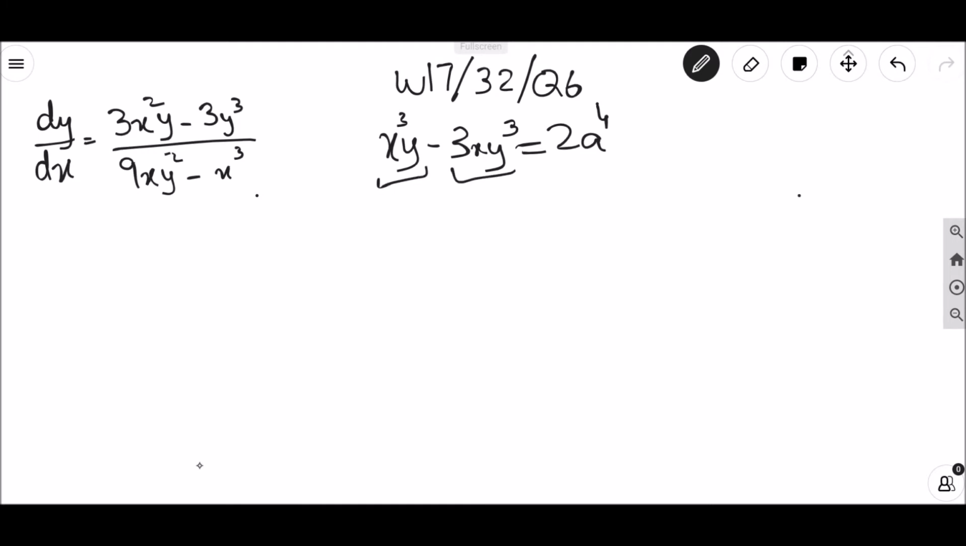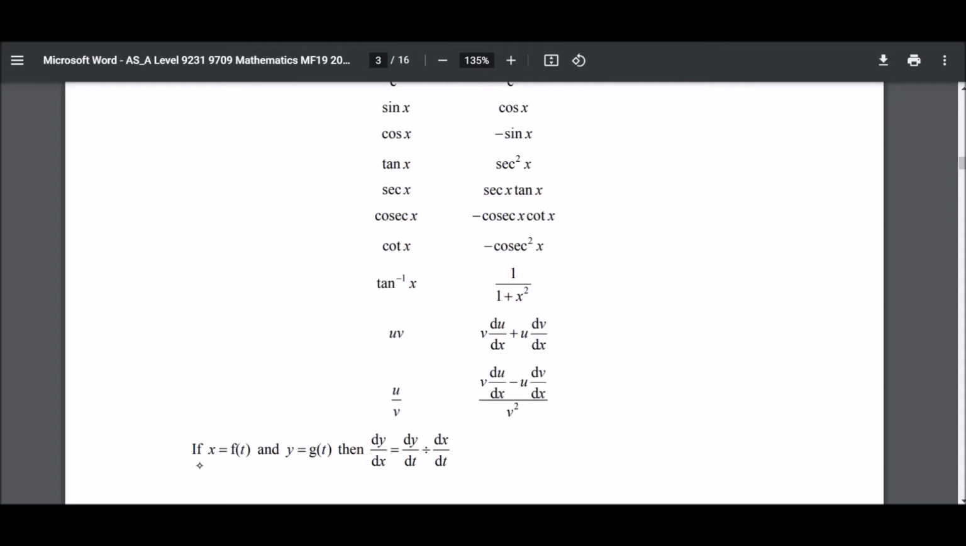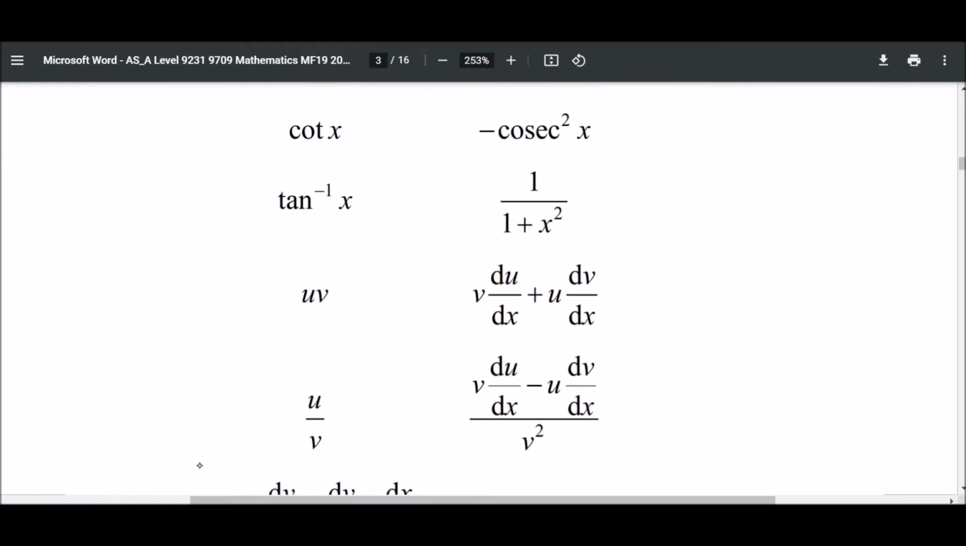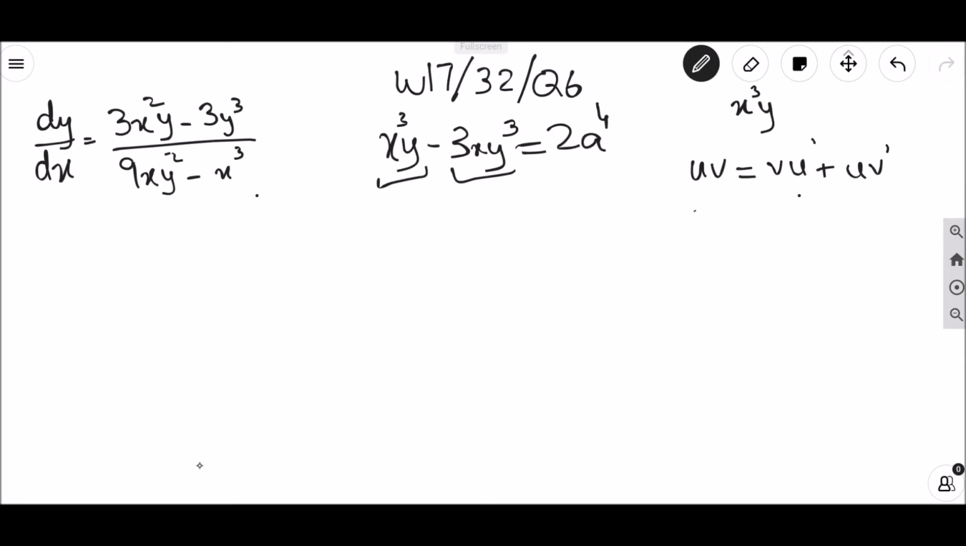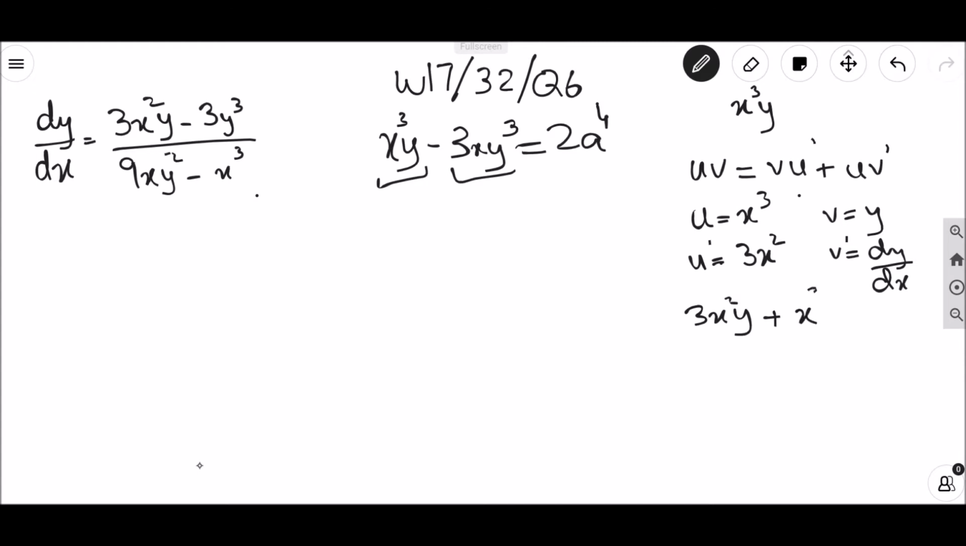So first we are going to find the derivative of x cubed y. To find it, I'm using the uv product rule. It is given in the formula sheet right here. I'm going to write it again. The u dash is the same as du over dx. In this case, our u is x cubed and our v is y. So the derivative of u is 3x squared, and the derivative of y is dy over dx. When I input these values into the formula, it becomes 3x squared y plus x cubed dy over dx.